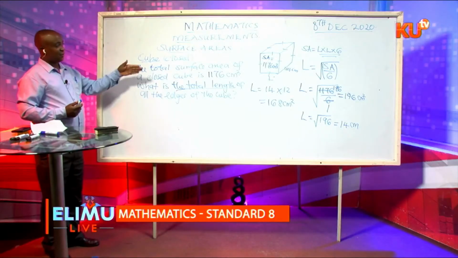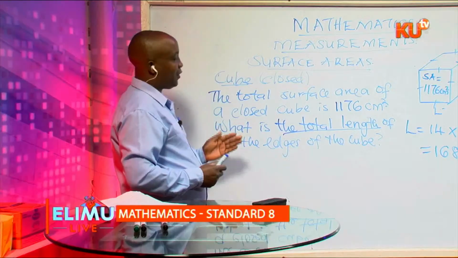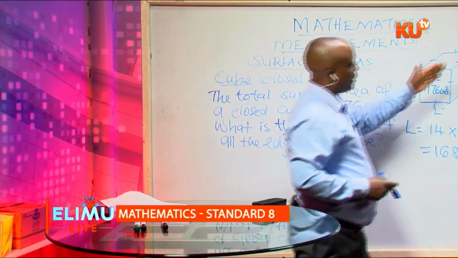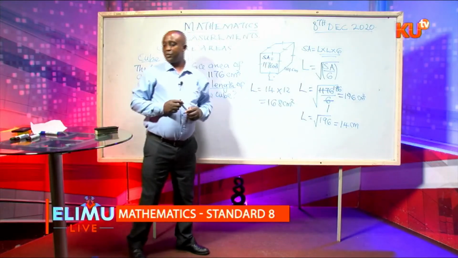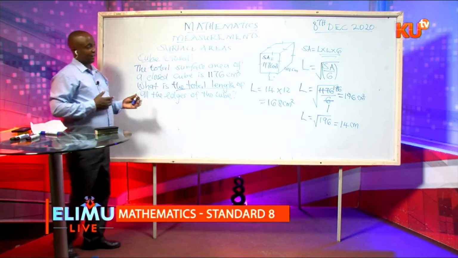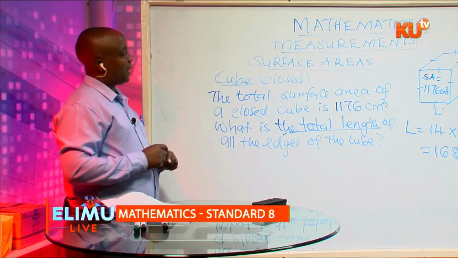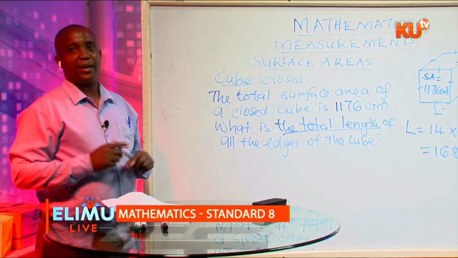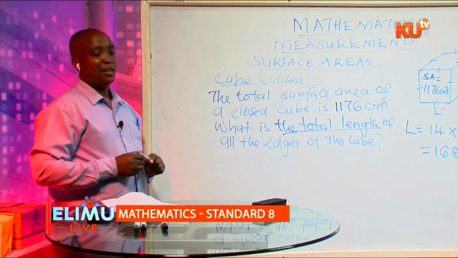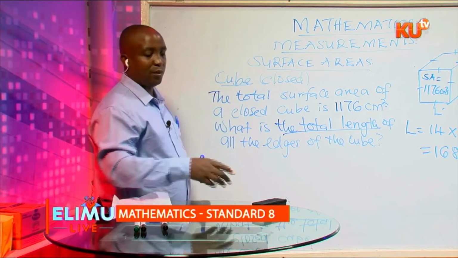So the total surface area of a closed cube is 1176. What is the total length of all the edges of the cube? You find the length of one side, then you multiply by 12 to get the total length of all the edges. So that is what we have for the area of a closed cube. I hope you have understood as we move on to the total surface area of an open cube.